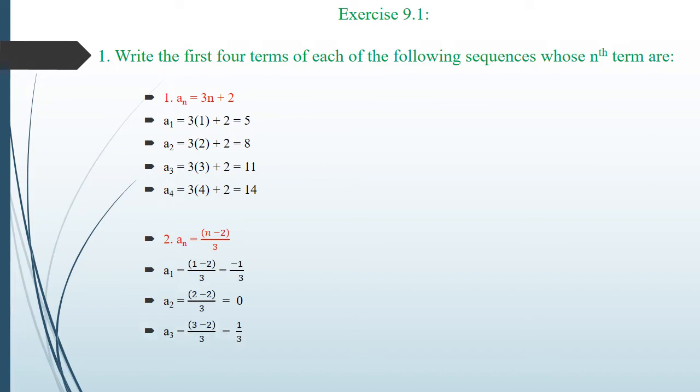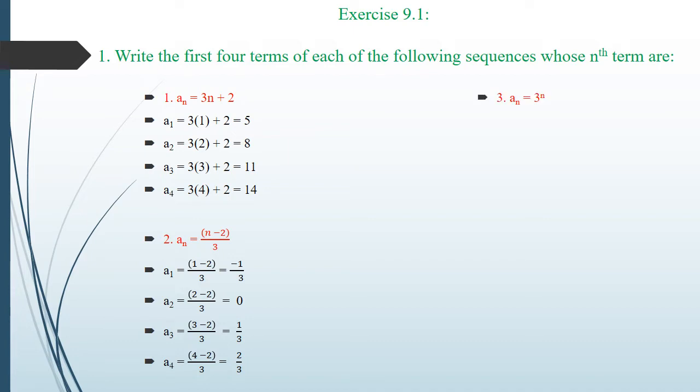Similarly, third term a3 is equal to 3 minus 2 whole divided by 3. That is 3 minus 2 is 1, 1 divided by 3. Fourth term a4 is equal to 4 minus 2 divided by 3. That is 4 minus 2 is 2 and it is divided by 3. So these are the first four terms of the sequence which is represented by an is equal to n minus 2 whole divided by 3.